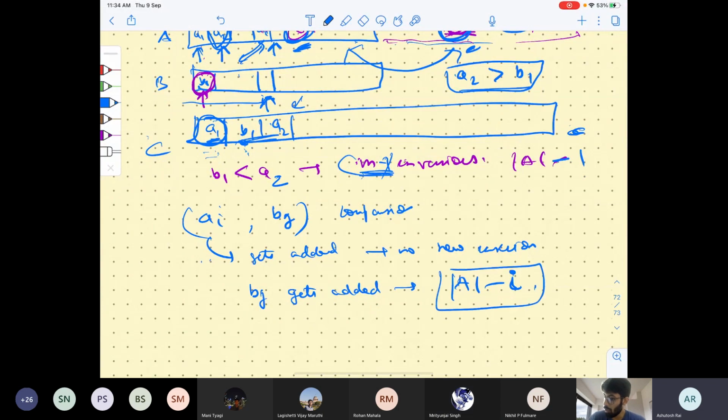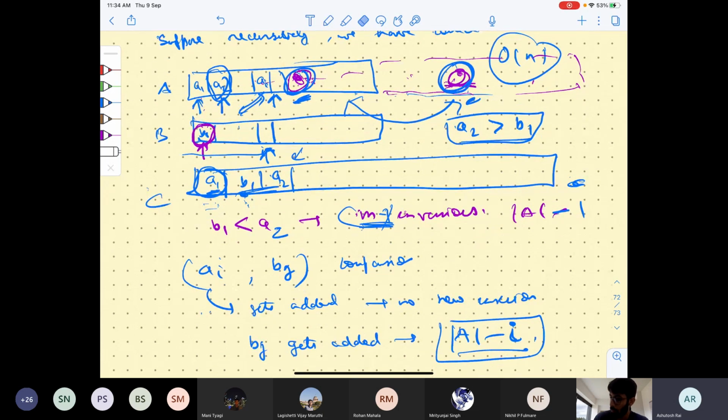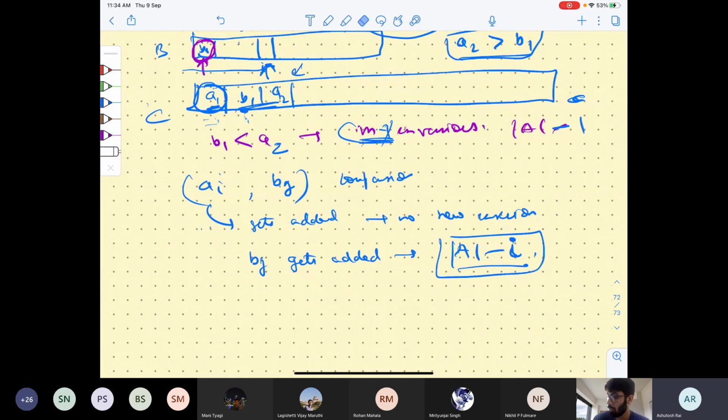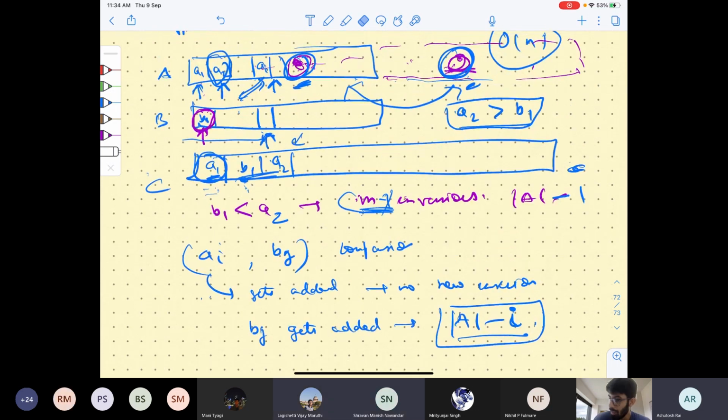So now, whenever you add BJ, the number of inversions in AI which are left, in which BJ is involved, is the number of elements which are left in A. Okay, so which is n minus I. Good. So this is the thing we want to do. So it would be n minus I plus 1, right? Yes, sir. I mean, whatever number of elements are left. Okay.